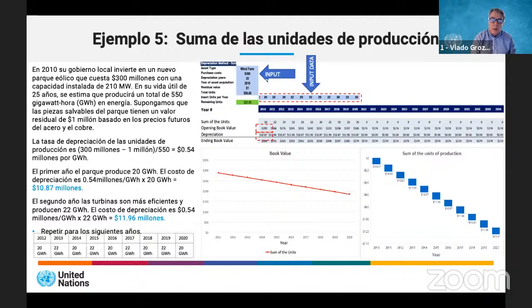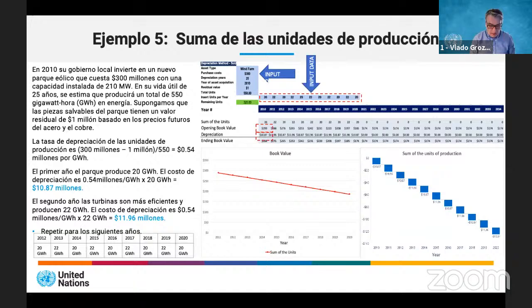So we know the average and we estimate, and we put that input data into our calculation so we can estimate the depreciation value. In the second year, if the turbines are more efficient, for example, if they increase the production of electrical energy, then the depreciation will be higher. Also, this method can be used for vehicles.